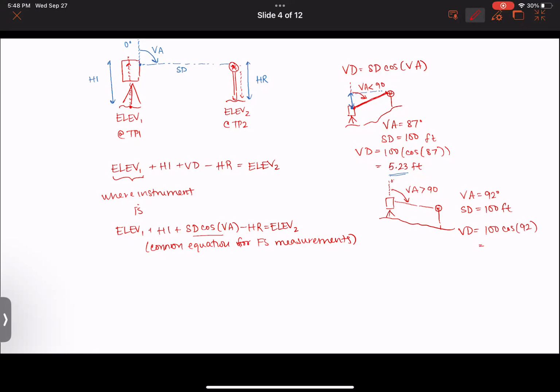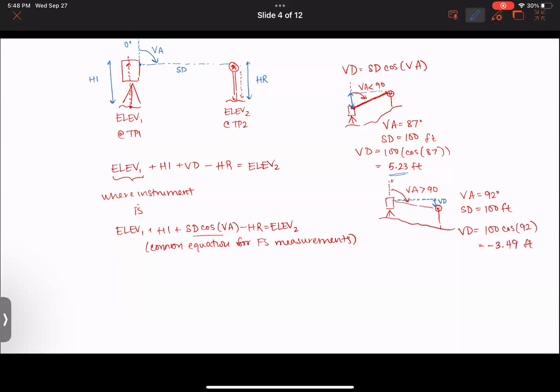So in this case, our vertical distance is going to be equal to 100 times cosine of 92. And that number is negative 3.49 feet. Does that make sense? In this case, because of that angle, you are looking downwards. You are likely looking downwards at that rod, meaning that vertical distance is negative. It is being measured from this hypothetical horizontal line extending out from the site of your total station, and that vertical distance is going down.